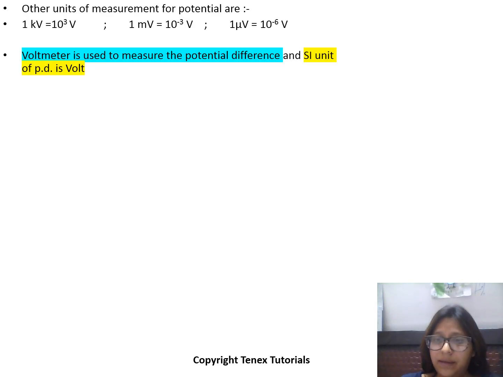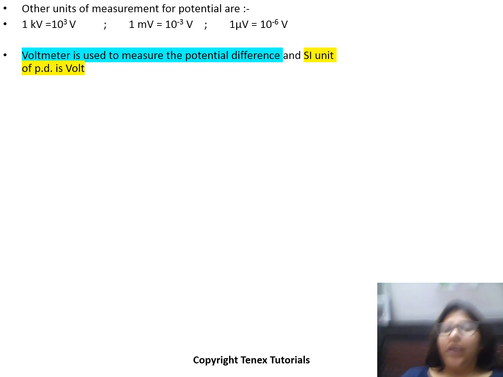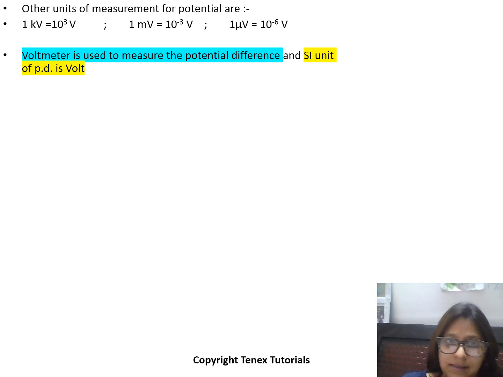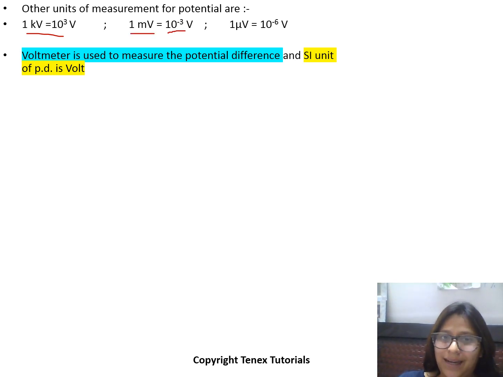So, moving forward guys, look at some other important units of measurement for potential difference as well as for electrical potential. We know that electrical potential as well as potential difference is measured in terms of volts. Now there are certain other units of measurement for the voltage also. 1 kilovolt is equal to 10 raised to power 3 volt. Then there is 1 millivolt. 1 millivolt is equal to 10 raised to power minus 3 volts. Then there is 1 microvolt. 1 microvolt is equal to 10 raised to power minus 6 volts, so on and so forth.